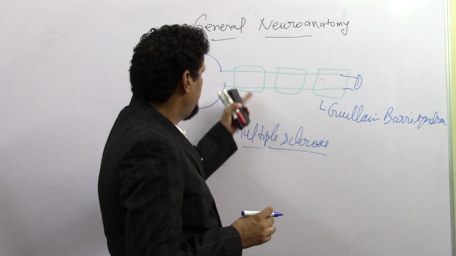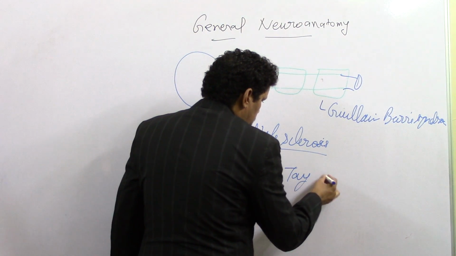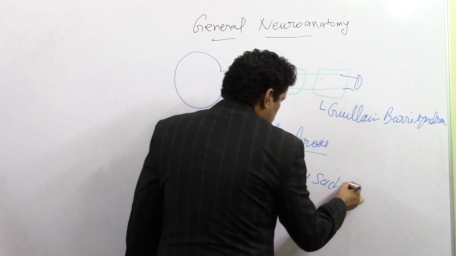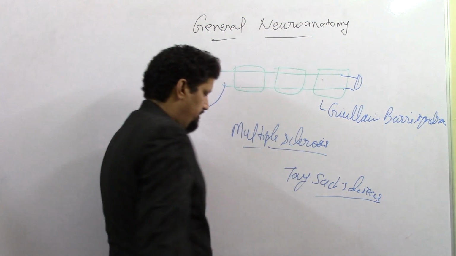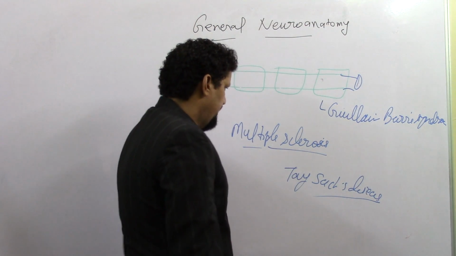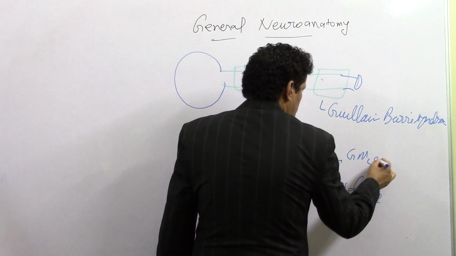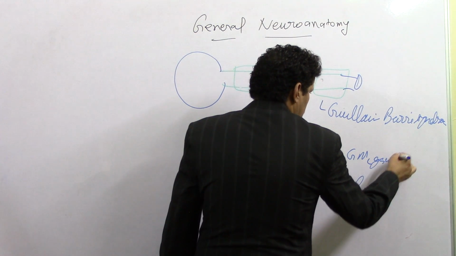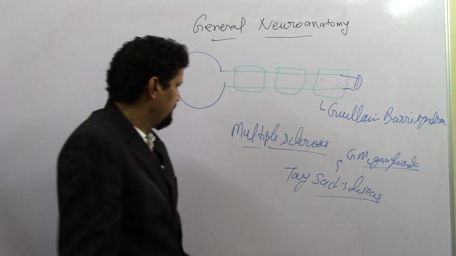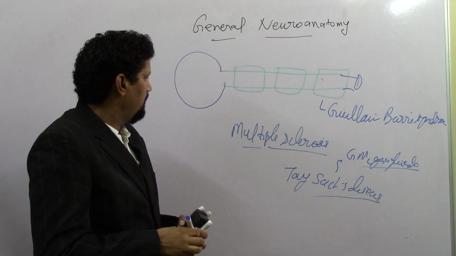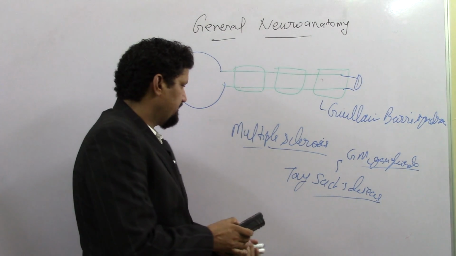Some other diseases also affect this myelin sheath, like Tay-Sachs disease. In this disease, GM2 gangliosides deposit in the myelin sheath and affect the conduction of the impulse in the axon. Now, what is action potential?